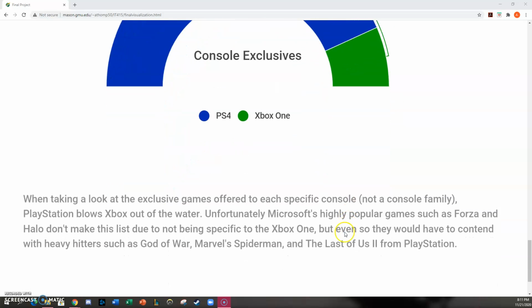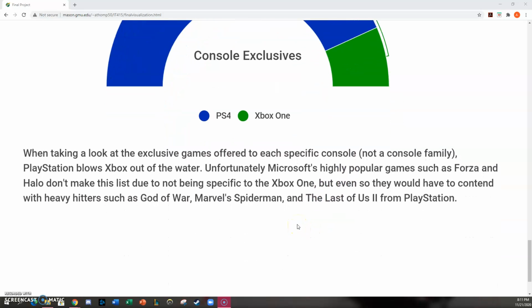And if you look at this little information blurb here, this does not include for Xbox their popular games such as Forza and Halo. But even if this list did contain those games, they would have to contend with PlayStation 4's console exclusives, God of War, Marvel Spider-Man, and also The Last of Us Part 2, which are all very highly rated games for PlayStation 4.